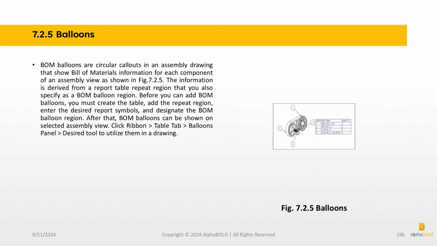BOM balloons are circular callouts in an assembly drawing that show bill of materials information for each component of an assembly view. The information is derived from a report table repeat region that you also specify as a BOM balloon region. Before you can add BOM balloons, you must create the table, add the repeat region, enter the desired report symbols, and designate the BOM balloon region. After that, BOM balloons can be shown on the selected assembly view. Click ribbon, Table tab, Balloons panel, and the desired tool to utilize them in a drawing.